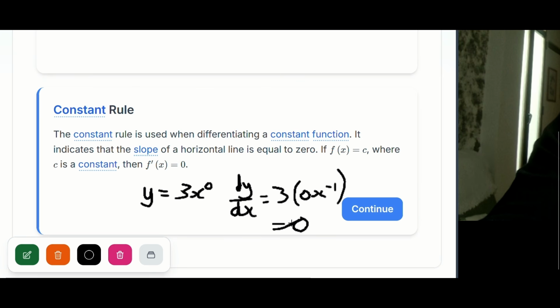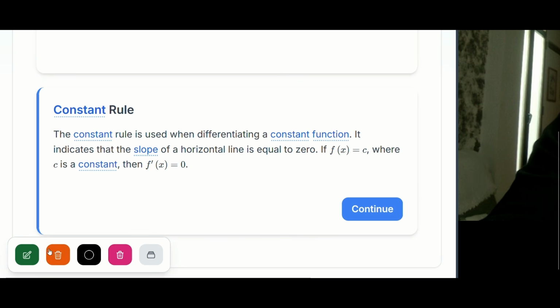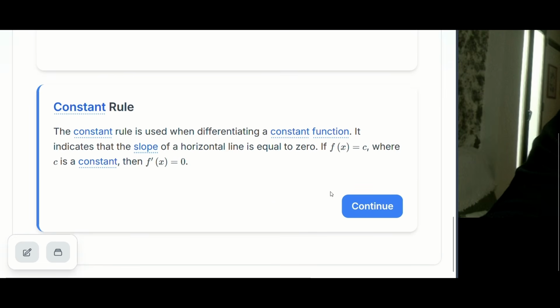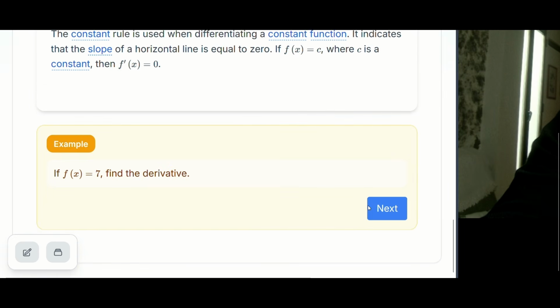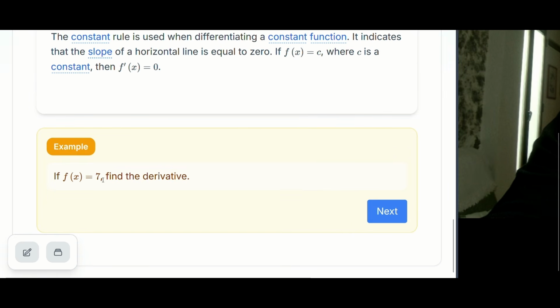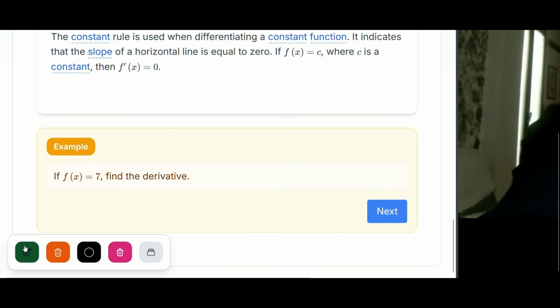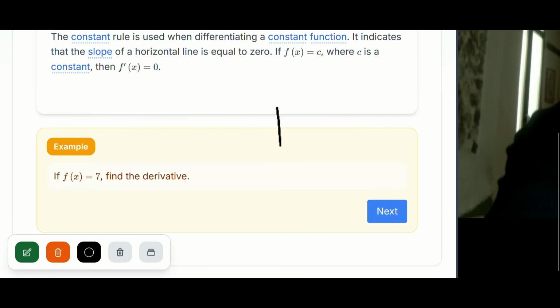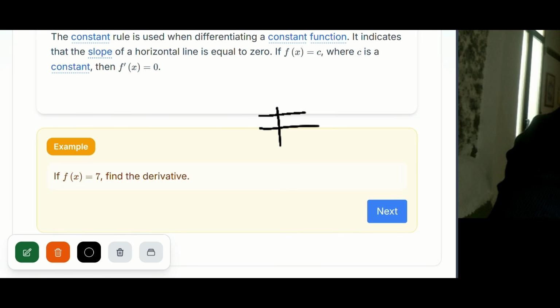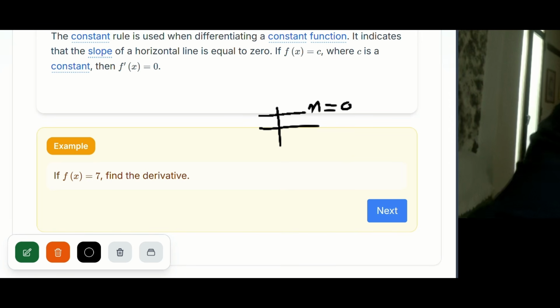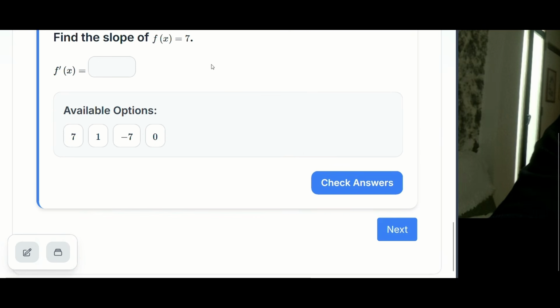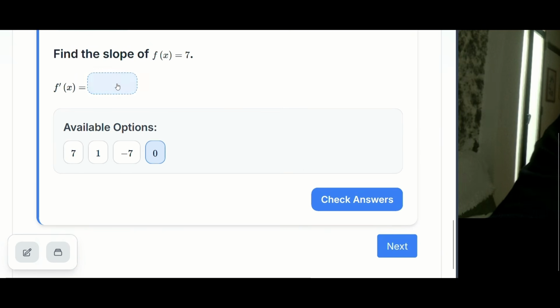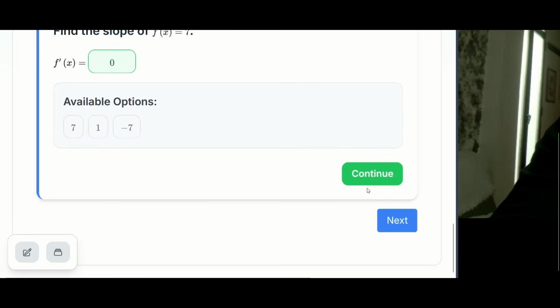And anything multiplied by 0 is going to be 0. Now, in practice, this means that any constant, when it's written by itself, is just going to go to 0. So, for example, f of x is equal to 7. I'm just going to do a quick diagram of what that looks like. If f of x is equal to 7, that is just a horizontal line. And I know the slope of that line is going to be equal to 0. So I have f of x is equal to 7, and f prime x is going to be equal to 0. And that is true for any constant.